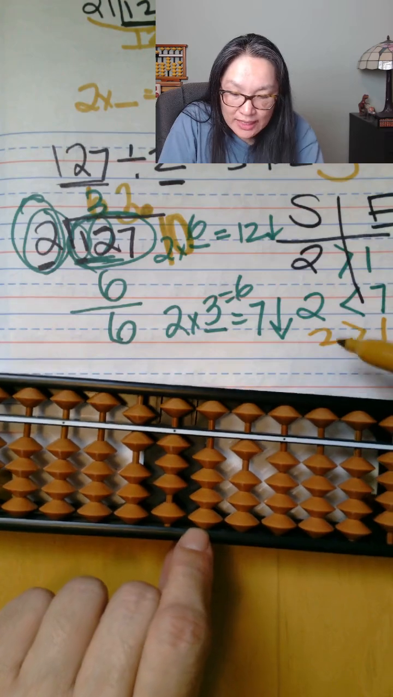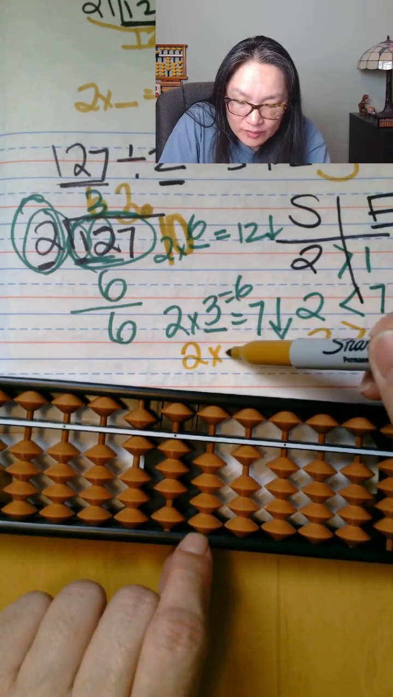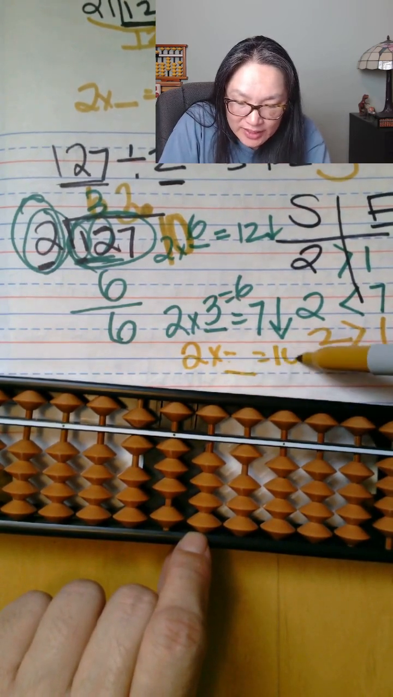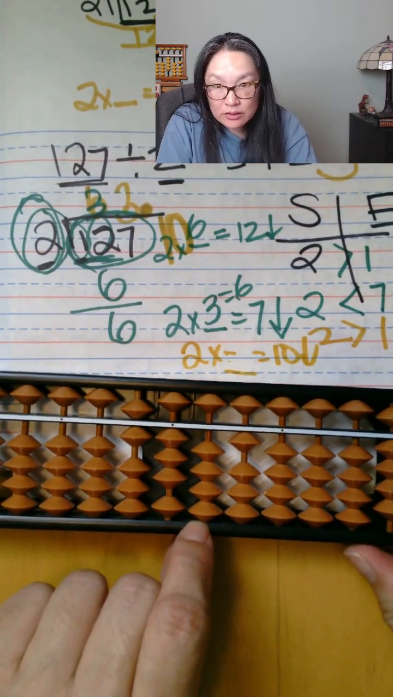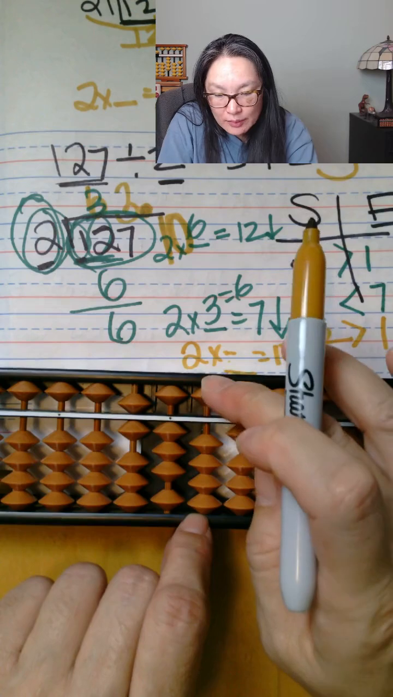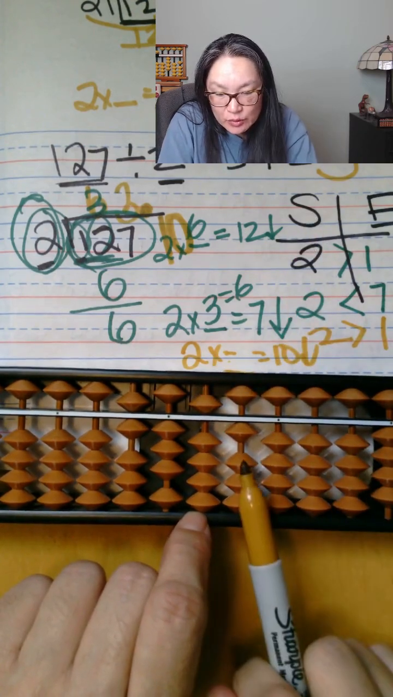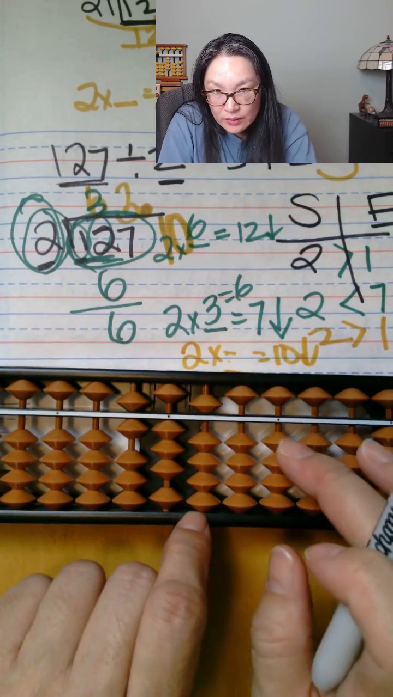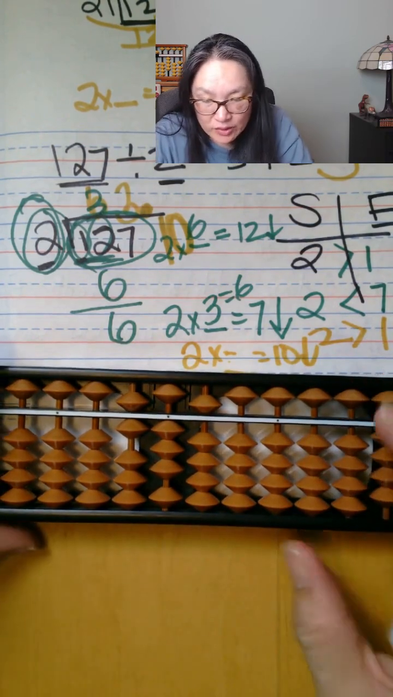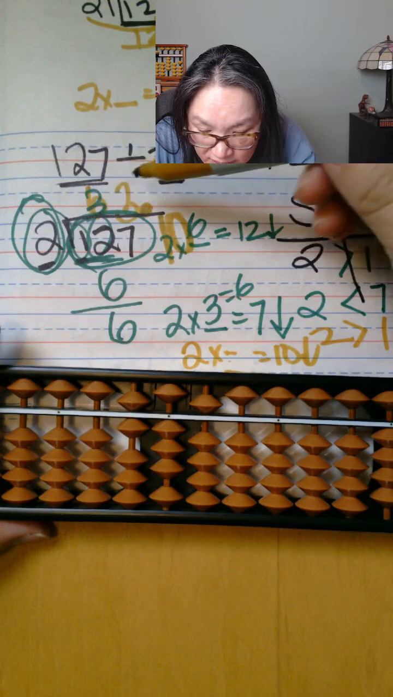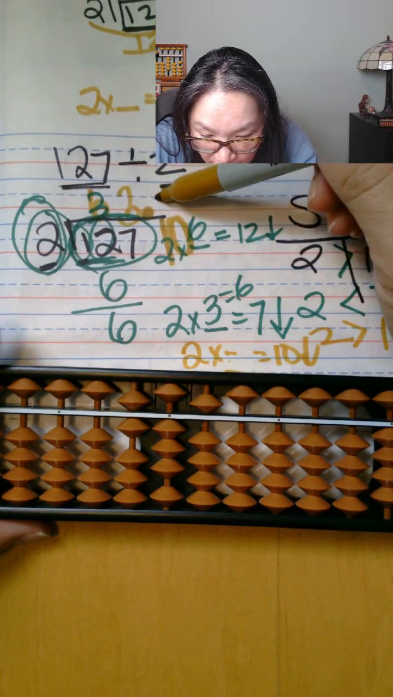So what's the question? 2 times what is equal to 10 or less? 2 times 5 is equal to 10. Take away 1, take away 0. So my answer is 63.5.